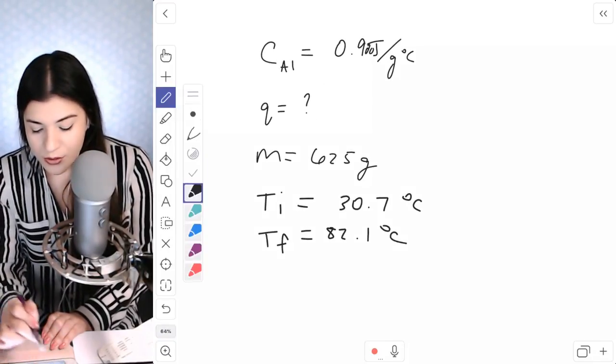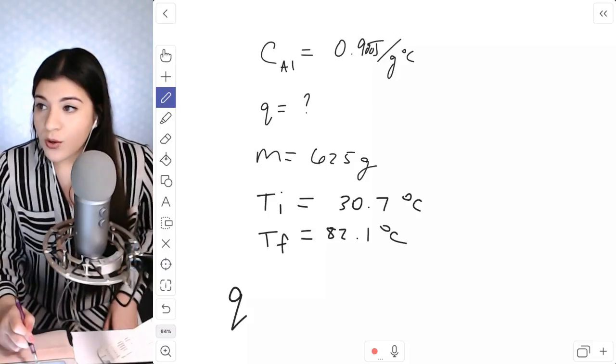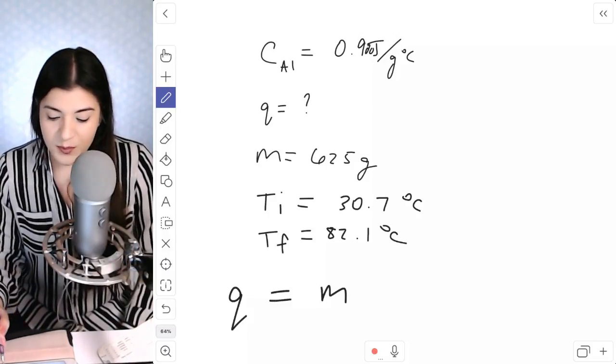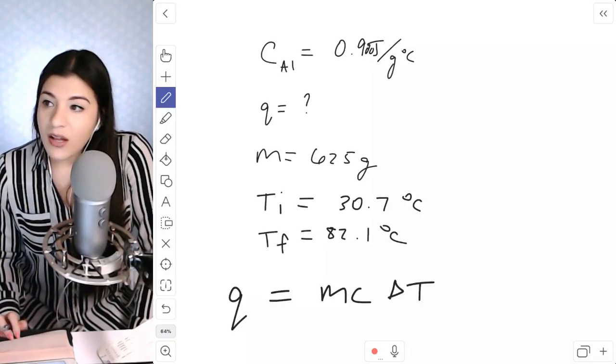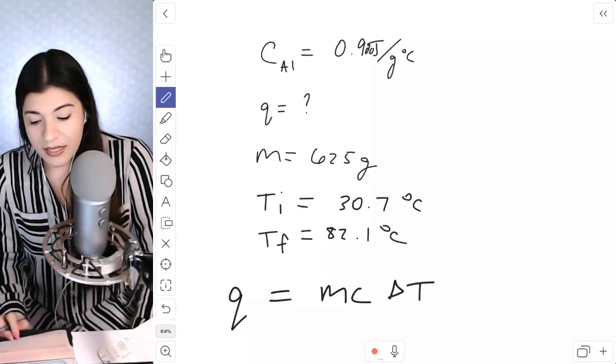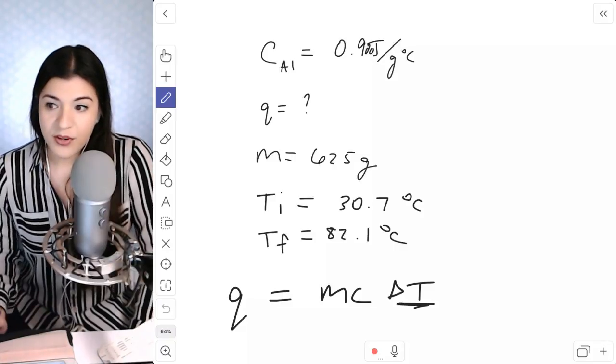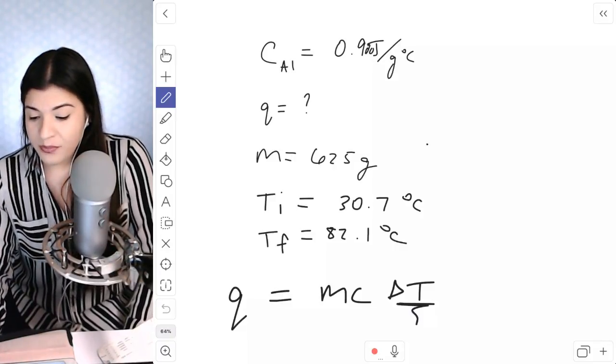And then this is the formula that we're going to use. So in this case, we're using Q is equal to MCΔT, some people call it MCAT. This is one to definitely know. And all I'm going to do is pretty much plug everything in. The main thing that I need to focus on, though, is figuring out our change in temperature.